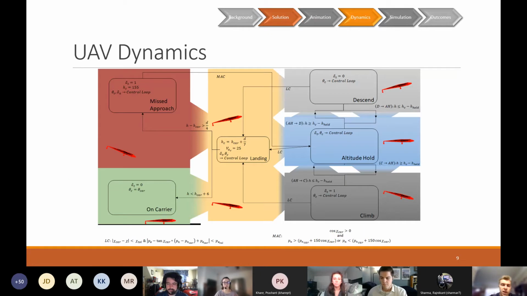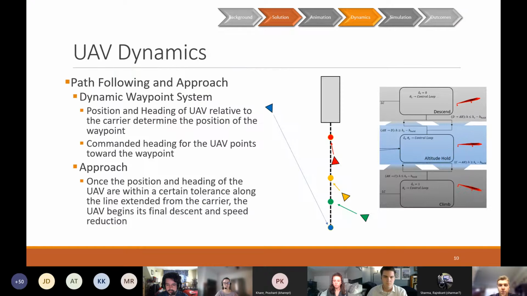So over the course of this class, we created a working autopilot using several PID loops and control states. What you're seeing here is a control state diagram that we created for this project. The first 3 states that you see on the right, the descend, altitude hold, and climb, come from this original autopilot. And the other 3 on the left, landing, on carrier, and missed approach, are the new states that we designed for this project that will be explained in further detail on the next slides.